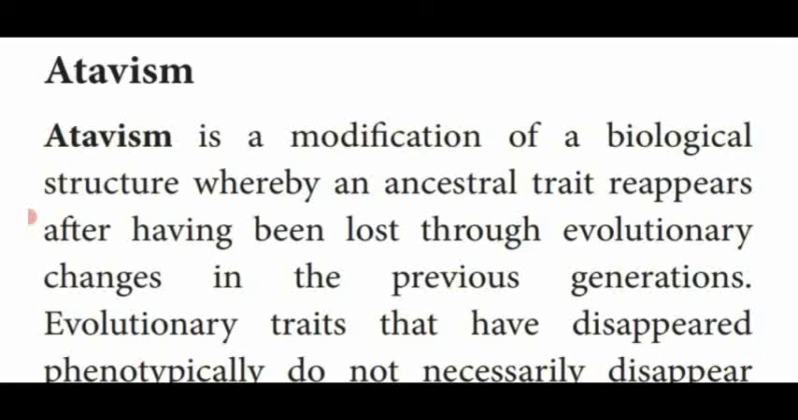Atavism is a modification of a biological structure whereby an ancestral trait, that means முன்னோர் we say, isn't it, an ancestral trait or character, reappears after having been lost through evolutionary changes in the previous generation. So in a previous generation, one generation had a special character, and that character was lost for some generations. That lost character is expressed in one of the later generations, and that is said to be atavism.